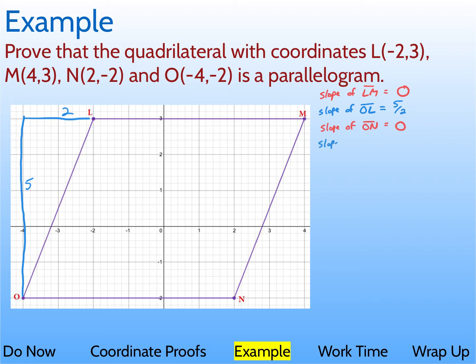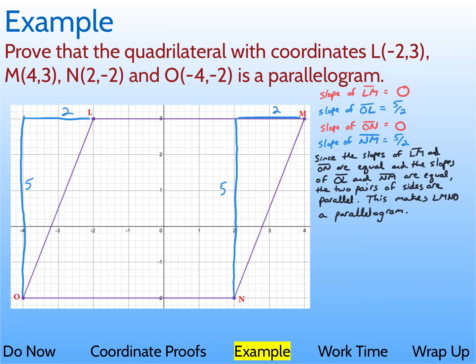Now to get the slope of NM, we'll do the same thing. Let's see, it goes up, guess what? 5. And it goes over 2. So the slope of NM is also 5 over 2. Now we just need to write that concluding sentence.